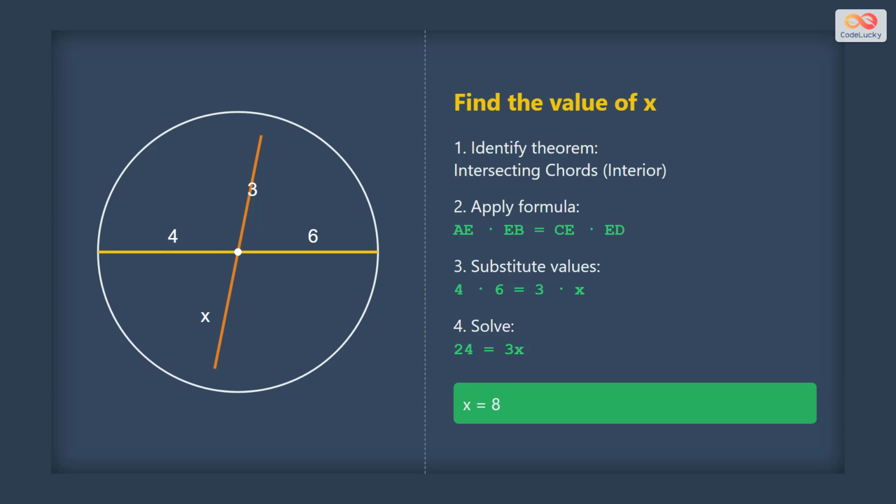Let's apply what we learned to a problem. We need to find the value of x. We see two lines intersecting inside the circle, so we use the intersecting chords theorem. The formula is AE times EB equals CE times ED. We substitute our values. 4 times 6 equals 3 times x. Since 4 times 6 is 24, we divide by 3 to get x equals 8.